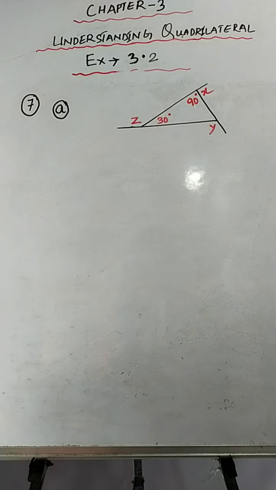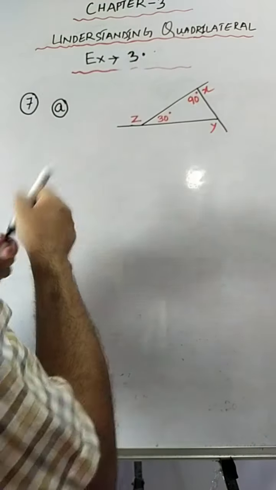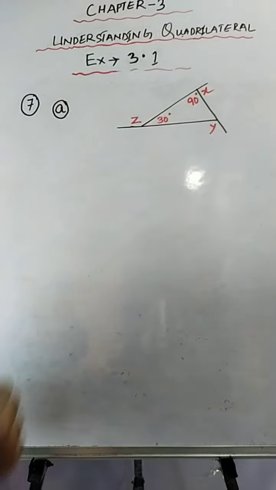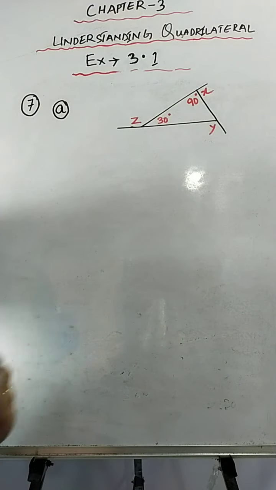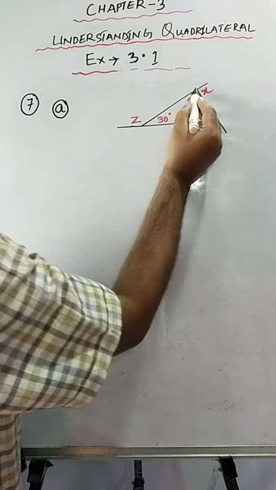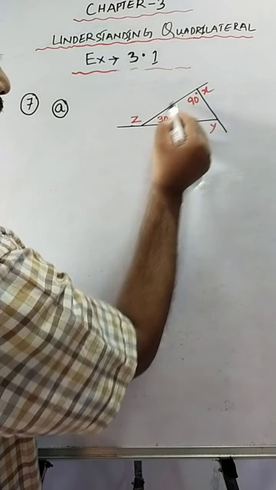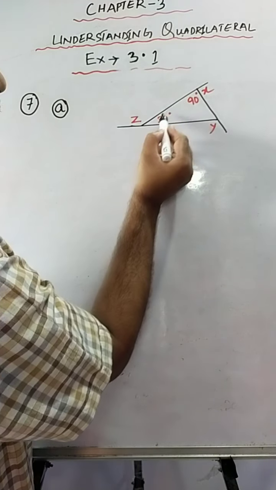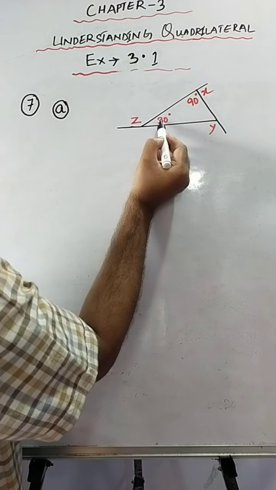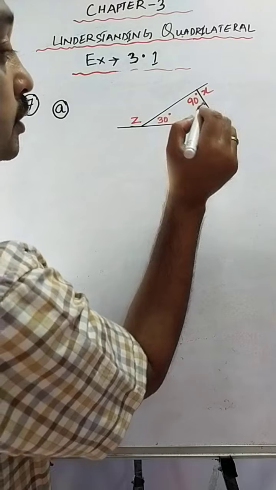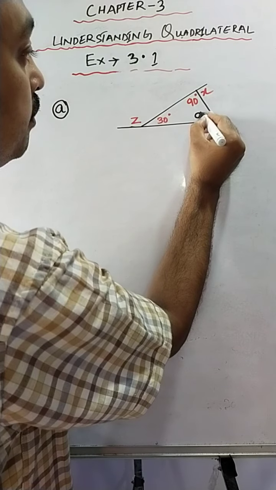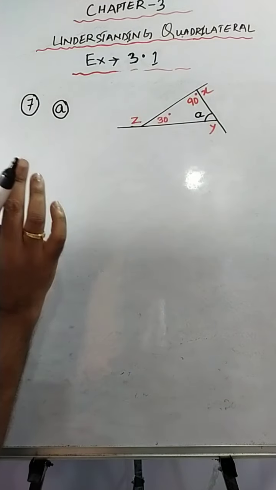Now in this session I will explain sum number A of question number 7 of exercise 3.1 of chapter 3, understanding quadrilateral. What is given in sum number A is a triangle. Inside the triangle we have two interior angles, that is 90 degree and 30 degree. The third angle is not mentioned, so we have to find out the third angle and name it. We'll name this angle as A.